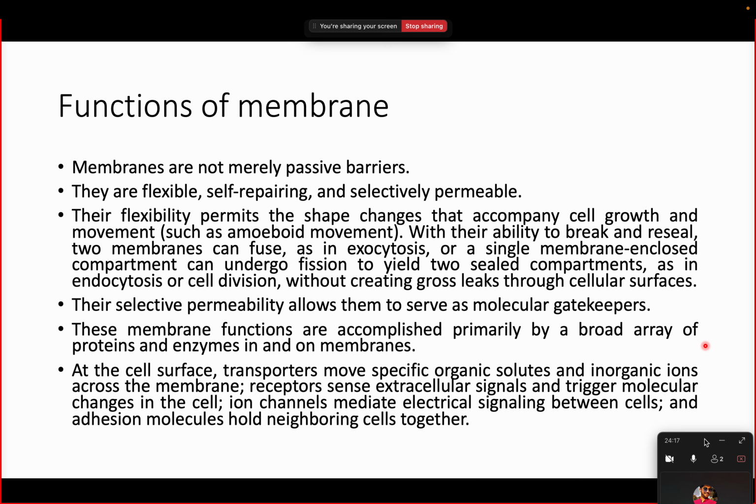Then ion channels mediate electrical signaling between cells. This we still need to discuss. I am sorry, I forgot that I said we're going to discuss the action potential. Maybe in the next class, along with the lipids revision, we can discuss the action potential. Okay. And adhesion molecules hold neighboring cells together. We have not touched upon this, but I'm certain that you guys are aware of this.